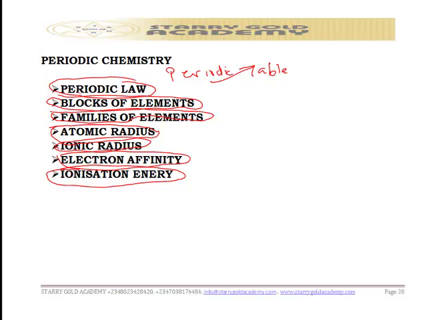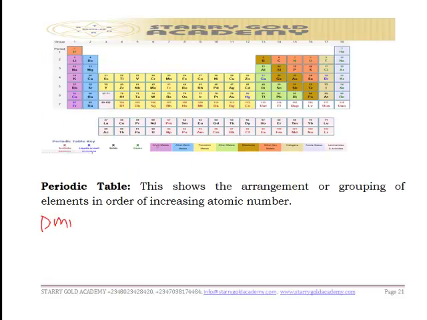We will talk about the periodic law, the blocks of elements, families of elements, atomic radius, ionic radius, electron affinity, and ionization energy. Now on the screen we have the diagram of the periodic table.